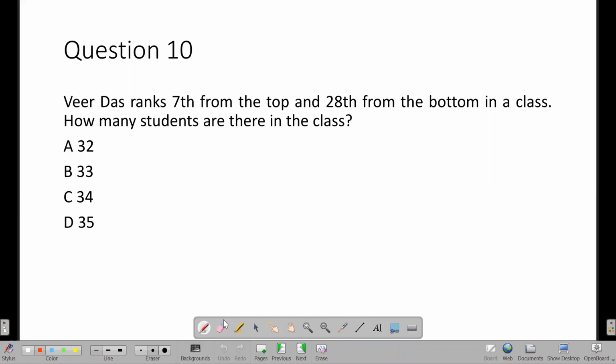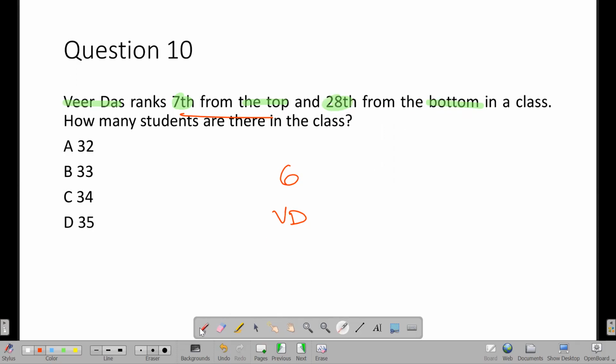Now let us attempt this question. It is given that Veer Das ranks 7th from the top, 28th from the bottom in a class. So I can consider that Veer Das 7th from the top means what? Ahead of Veer Das, there should be 6 people, right? So that 6 plus 1, 7th from the top, Veer Das is located. Let me consider Veer Das, I'll write the name as VD. So 6 plus 1, 7. Veer Das is 7th from the top, 28th from the bottom.